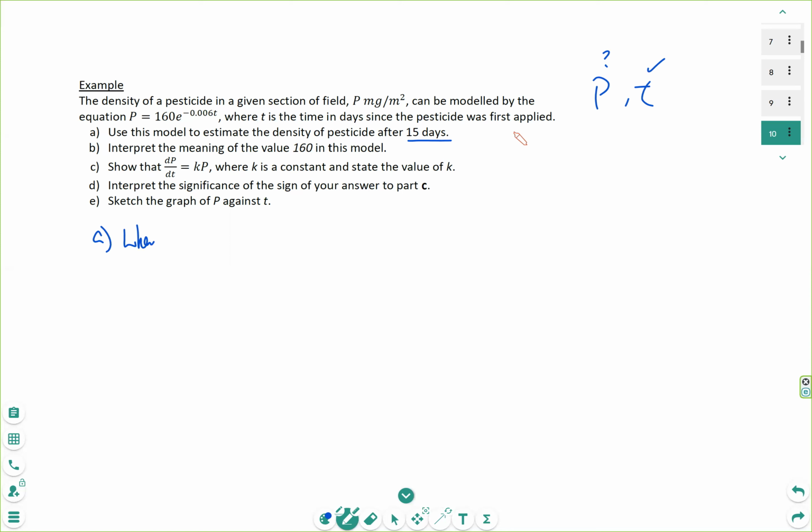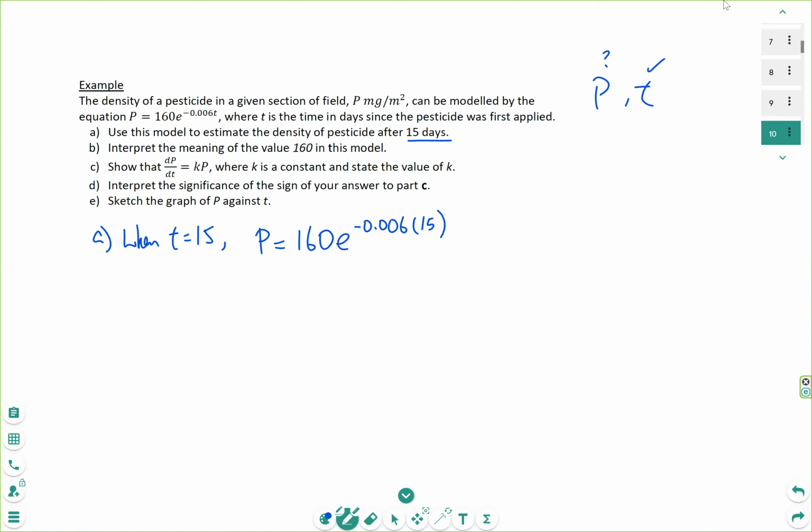So when t equals 15, the question is trying to tell me when t is 15. So I'll substitute into it. So P equals 160 e to the power of negative 0.006 times 15. You should be able to find where the e button is. The e button should be somewhere on the top, next to log or next to a power function. You should see e to the power of something.